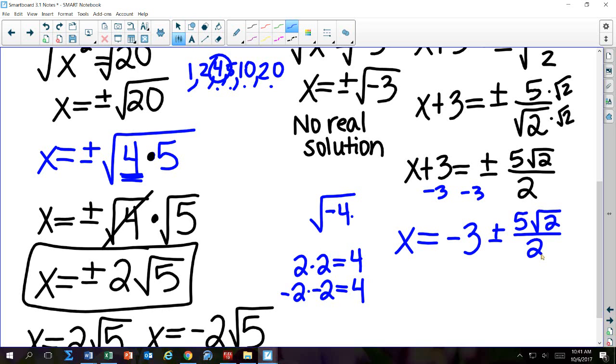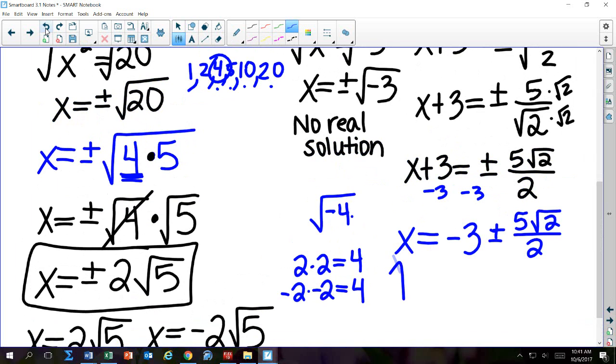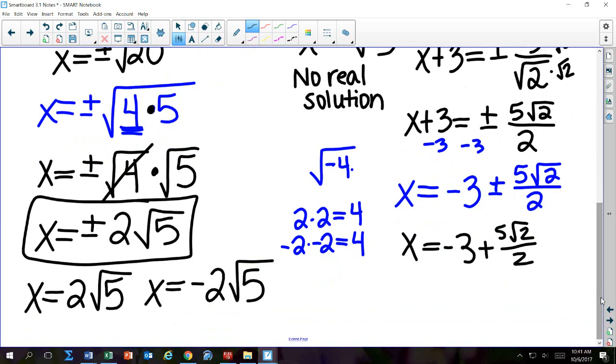How many solutions is that? Is that one solution? No. Why? Why is it more than one solution? Positive solution. Yeah, you got this plus or minus in the middle here, right? There's two different solutions. You can either write x equals negative 3 plus 5 radical 2 over 2. Right, that's one solution. Or my second solution is that x equals negative 3 minus 5 radical 2 over 2.